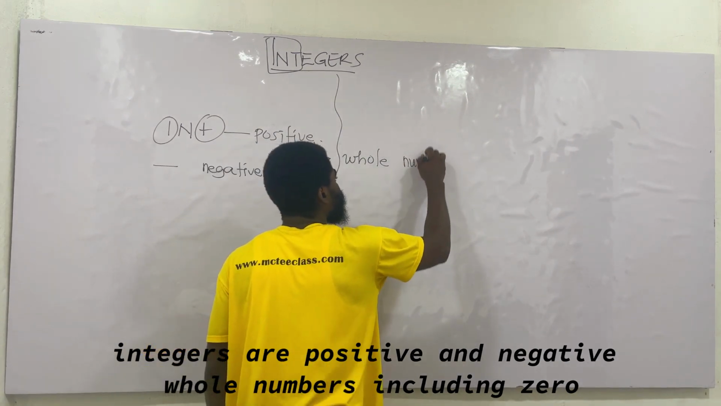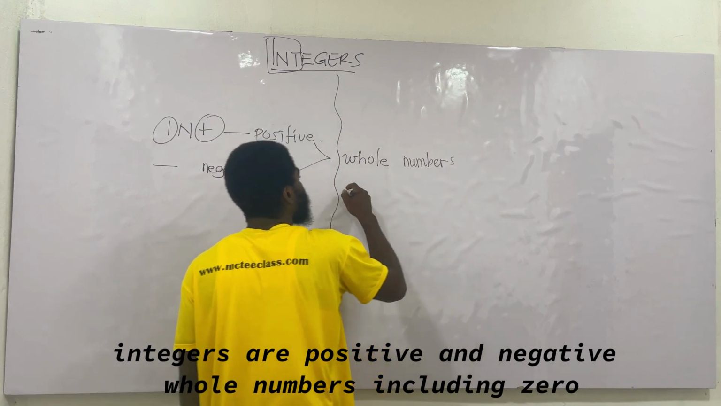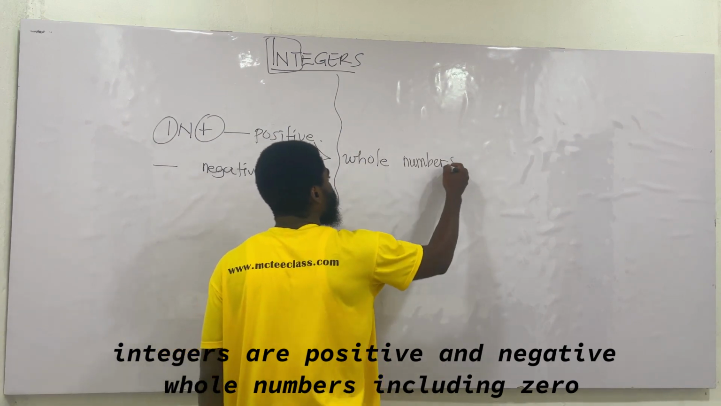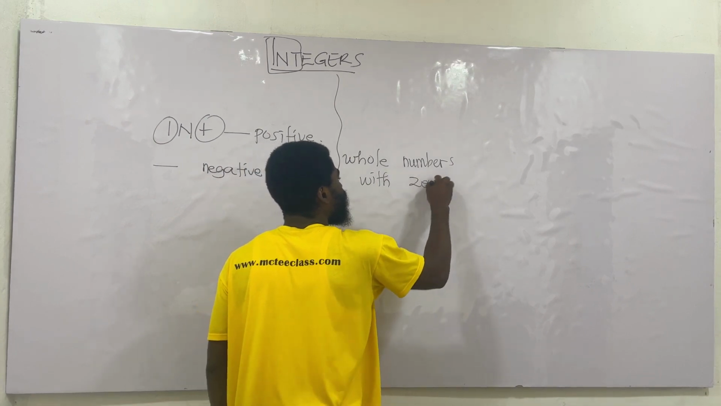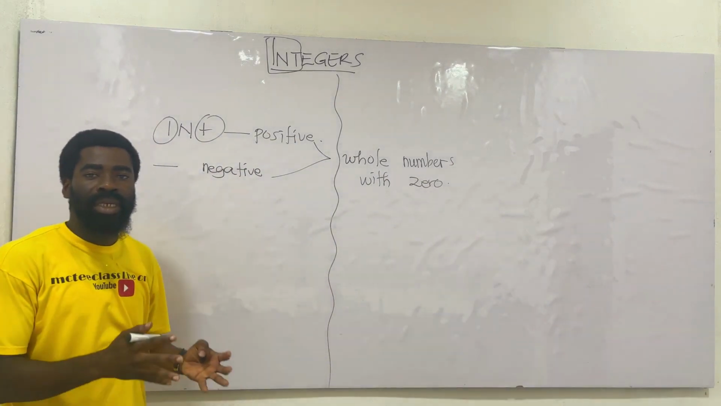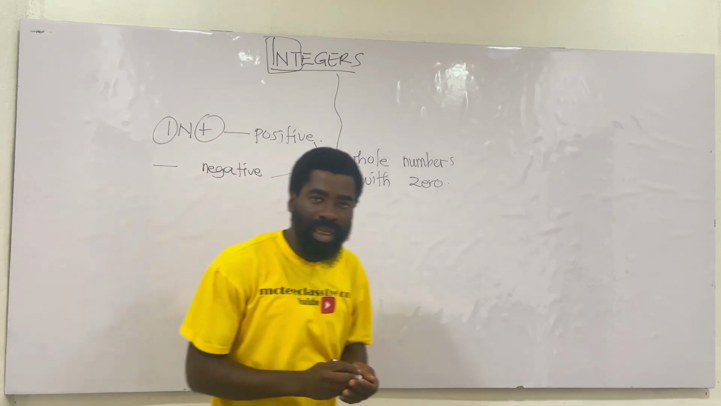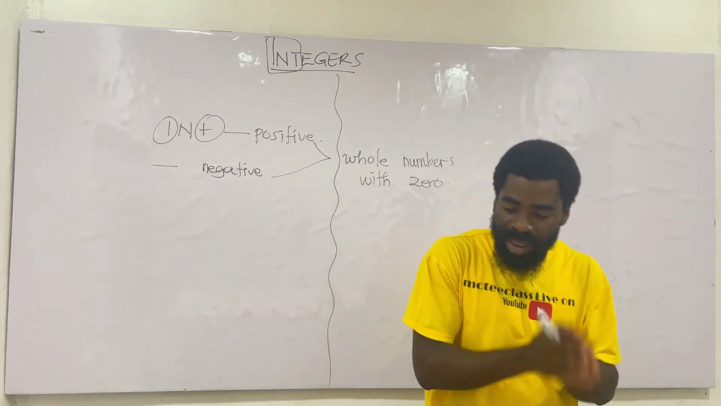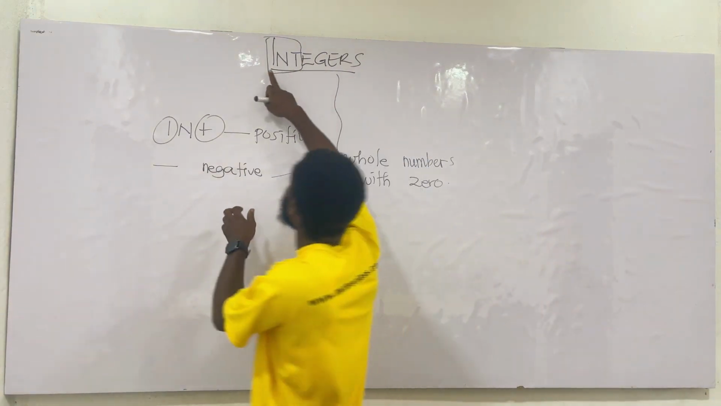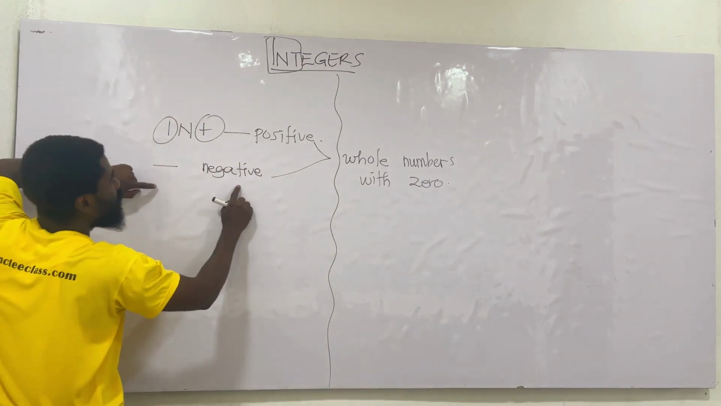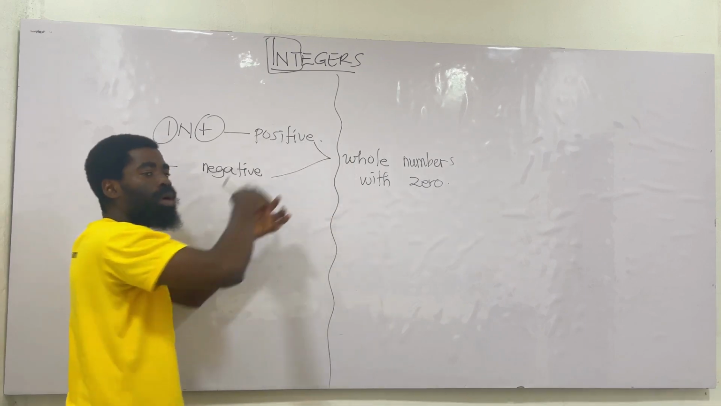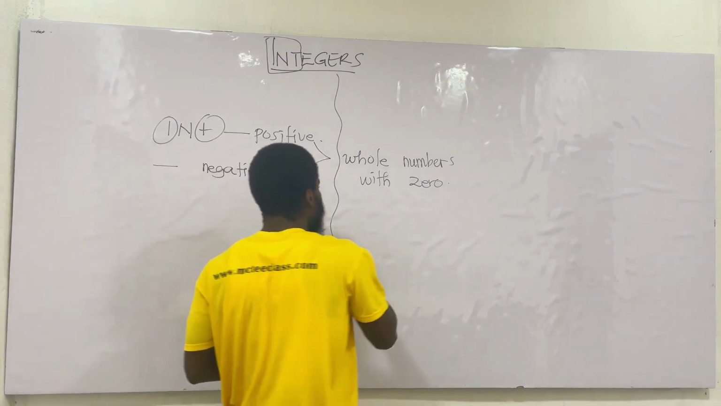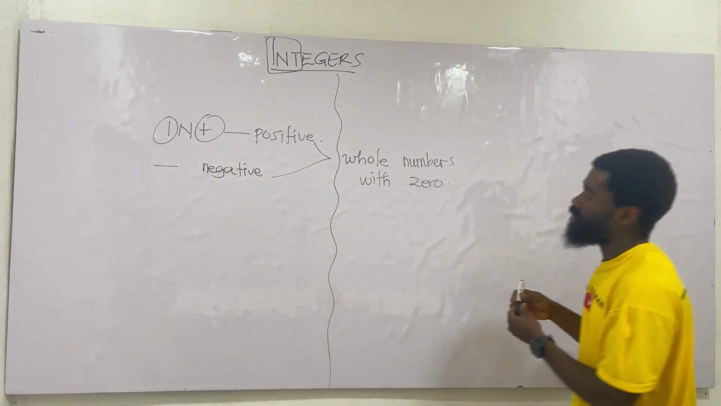Including zero. So with zero, a collection of such numbers in math is referred to as integers. So integers is basically a collection of negative, if you turn the I this way, and positive whole numbers, with zero. So let's go.